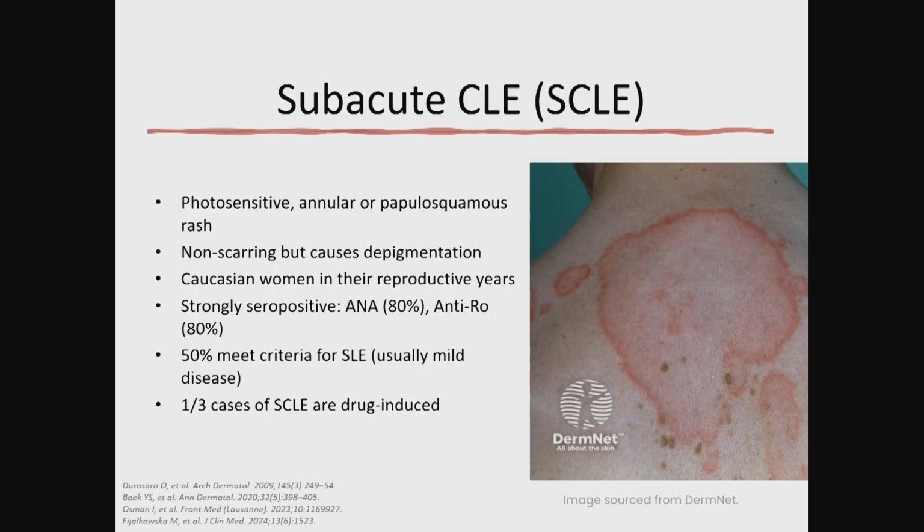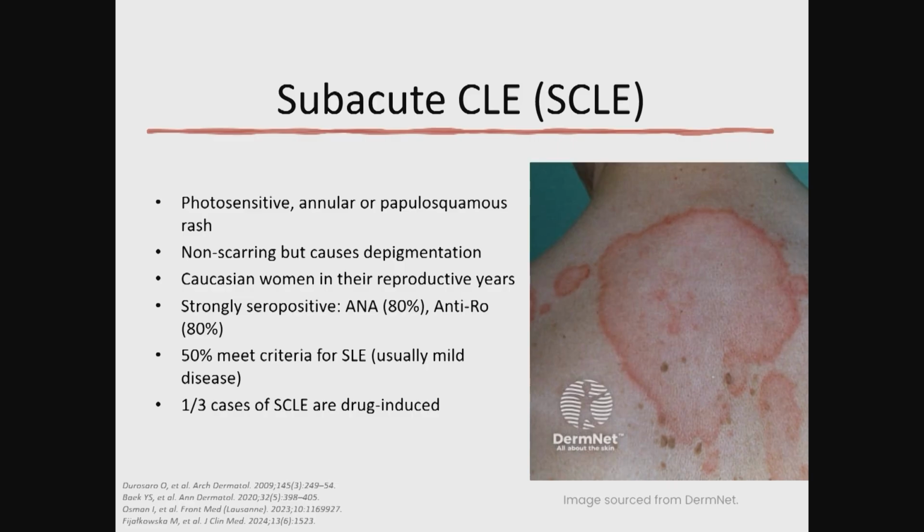So if you find old lesions, you'll see evidence of depigmentation. That's an important clue for you. The other important clue is that it tends to spare the face. Now, subacute lupus also has a unique serological profile. They tend to be ANA positive, and they tend to also have a positive anti-Ro in the majority of patients.